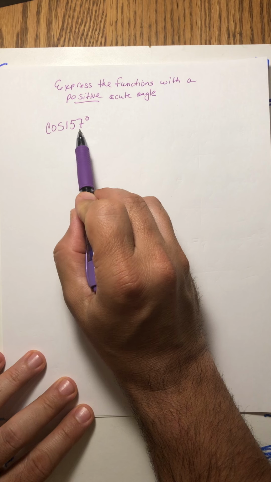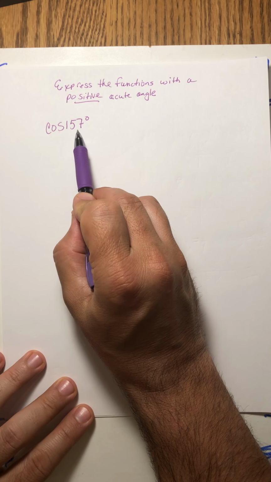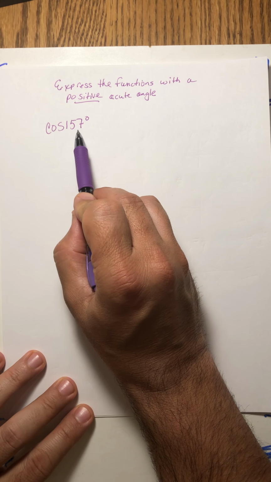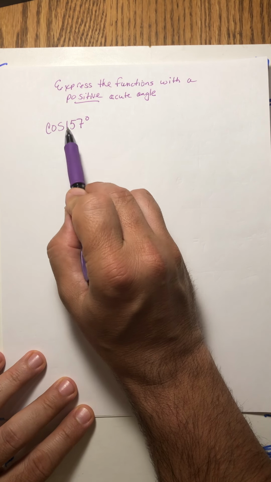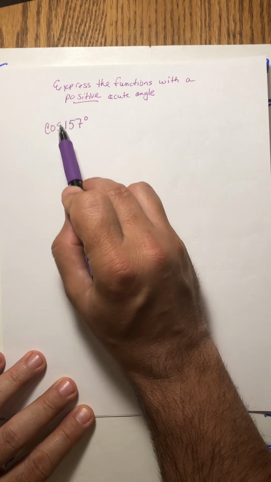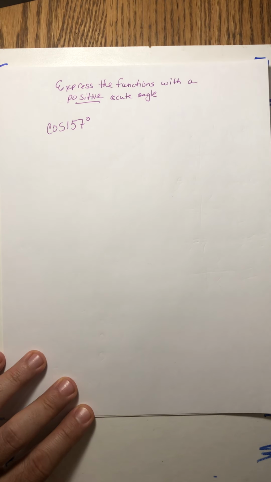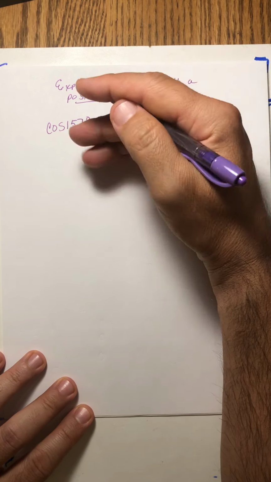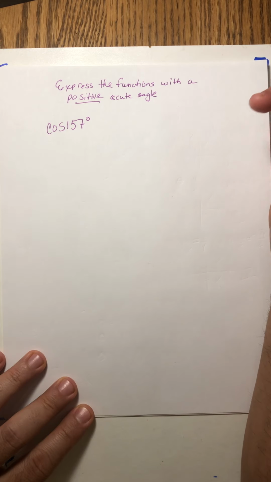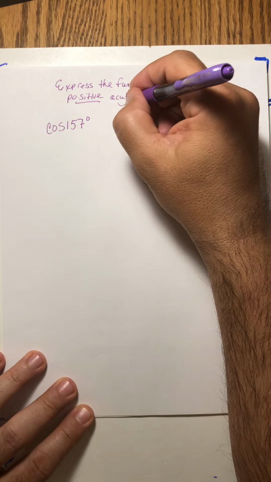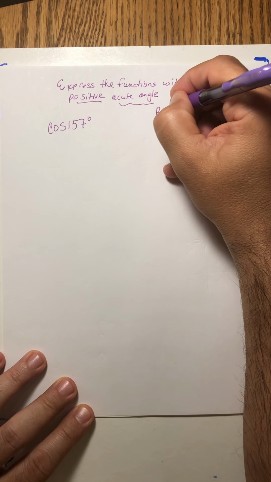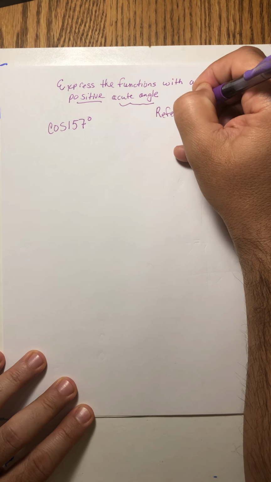157 is not an acute angle. So going back to the unit circle, drawing angles in standard position, we want this angle to be less than 90 degrees. Acute angle, less than 90 degrees. So what does that mean we have to find? In these problems that you're going to be doing in your homework and these three examples that we do, we need to know what's the reference angle.